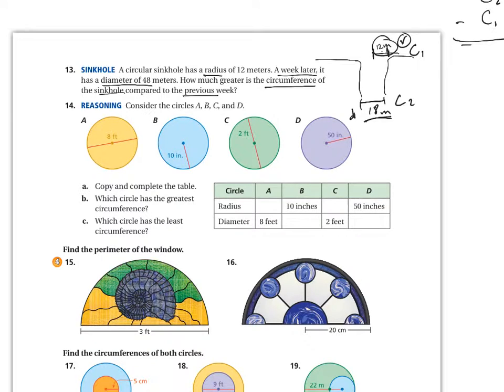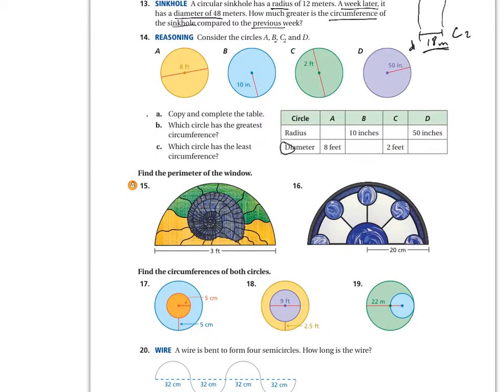15. Consider the circles A, B, C, and D. Reasoning. So now we're going to look at it for solving A, B, and C. And you're going to just, oh, look at that. This is going to be copy and complete the table. That's easy. Which circle has the greatest circumference? You don't even have to worry about that, because the greatest circumference is going to be the one with the largest diameter, right? Which circle has the least circumference? And you can figure that out too, by having the smallest one. All right, and 15, is that right?